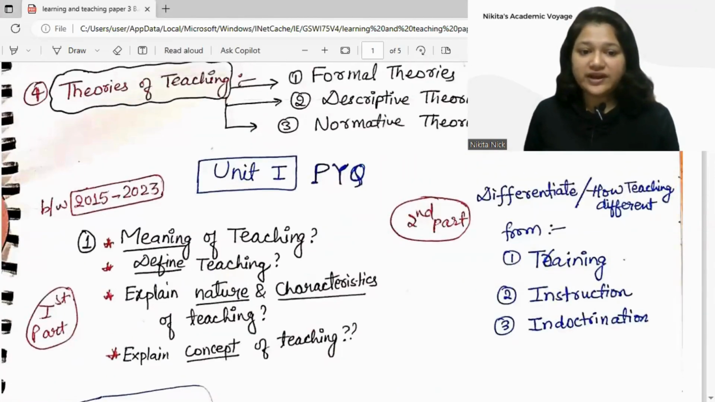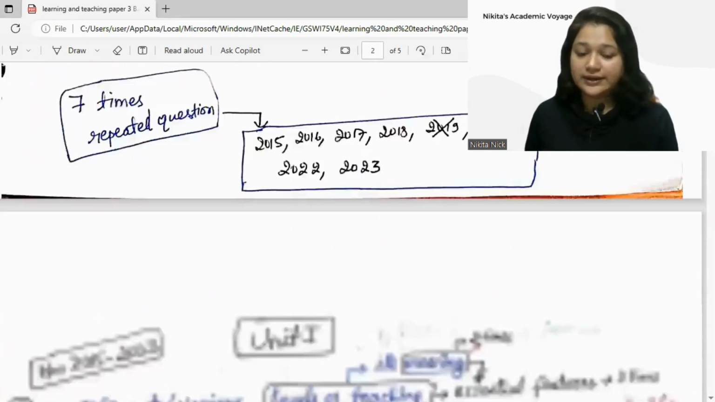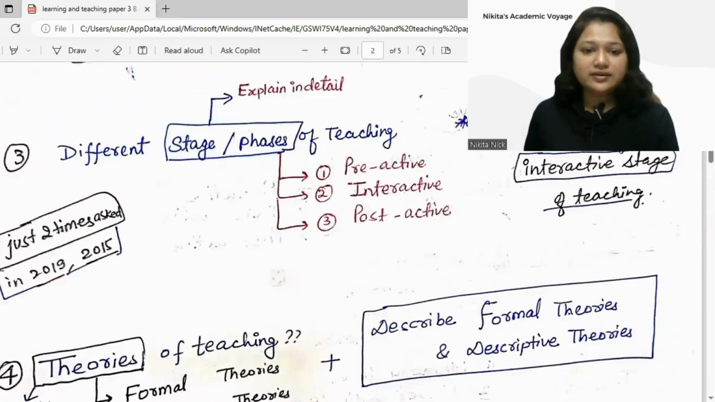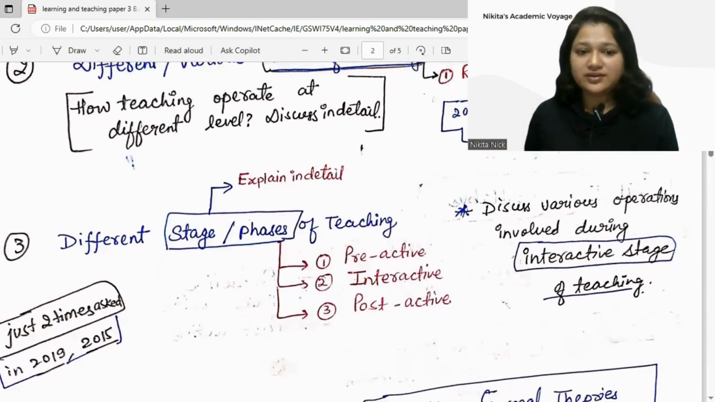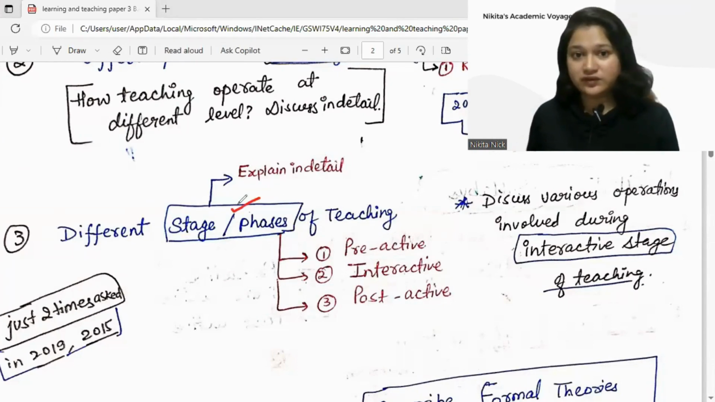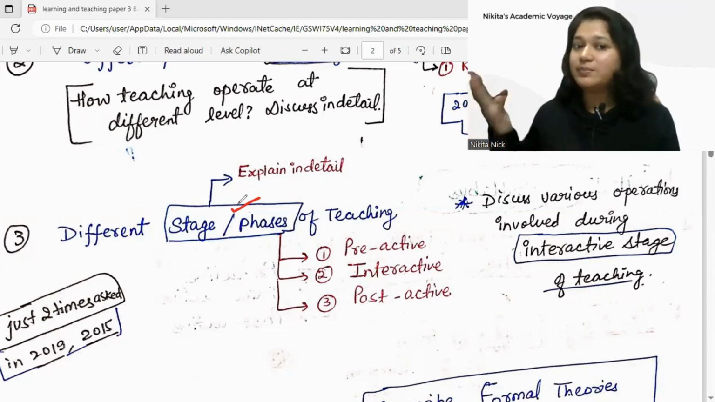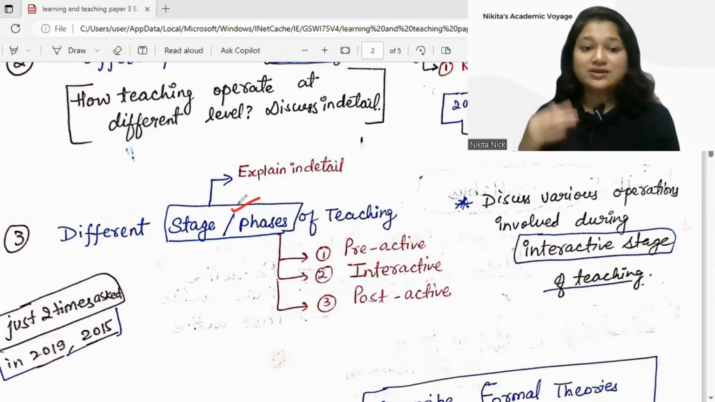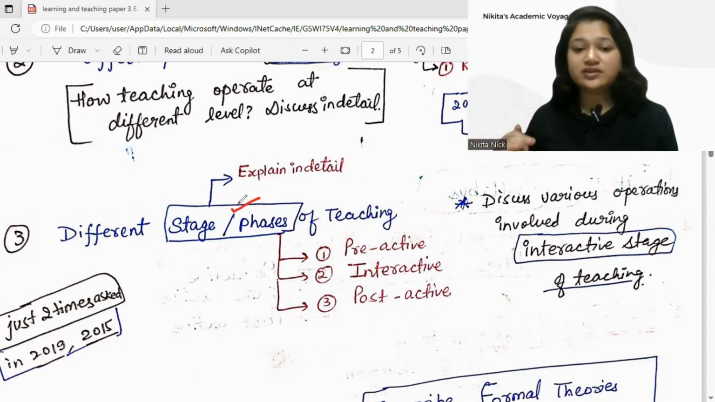Meaning of teaching, define teaching, explain nature and characteristics of teaching, concept of teaching, differentiate how teaching is different from training, instruction, indoctrination. You have to prepare this question thoroughly. Then third is phases, which we have already discussed. In phases, they ask about different stages or phases of teaching. You don't have to confuse it with levels of teaching.